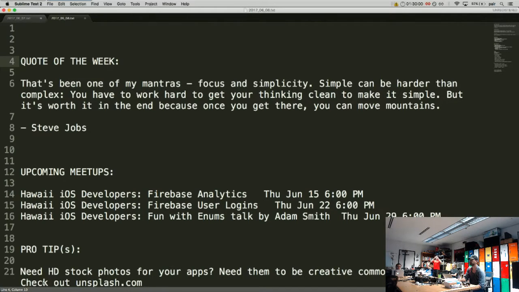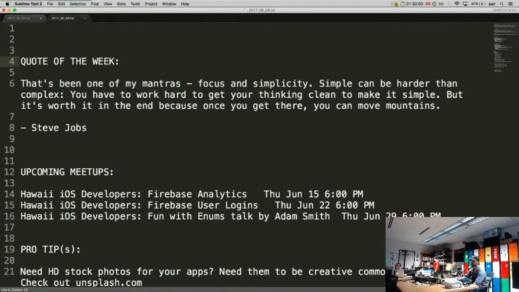So upcoming meetups, we're going to focus on Firebase at the next two meetups. Starting out with implementing analytics, and then the next week, bringing in user logins. And then after that, Adam has offered to do another talk, so I'm really excited about that. He's going to be doing Fun with Enums on June 29th.